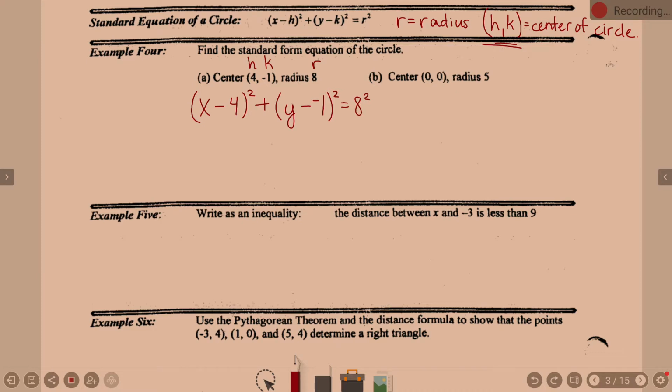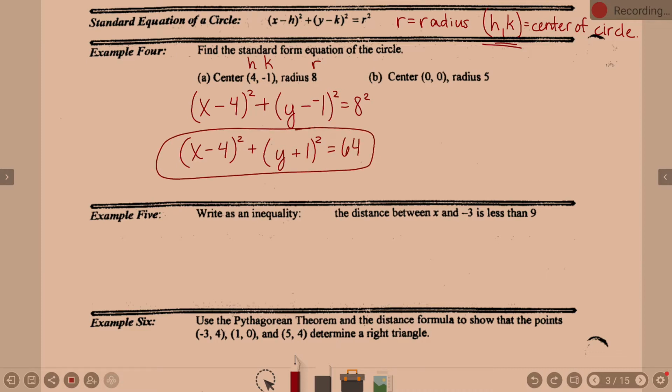Now, that's just me solely filling in the pieces. The cleanup steps I would take: I'm not going to square it out because that would involve FOIL and that makes it not easy to read. So I would leave this as (x - 4)^2 plus y. What do we know about minus -1? So (y + 1)^2 equals, and I would go ahead and square this, 64. That is how I would leave a circle equation. When I look at that, I can easily pinpoint, oh, it's a circle because it's the two pieces being squared: x value 4, y value -1, radius 8.